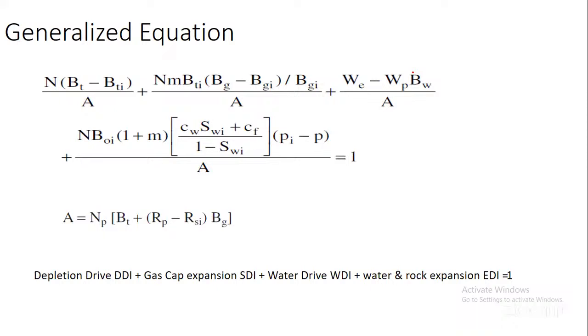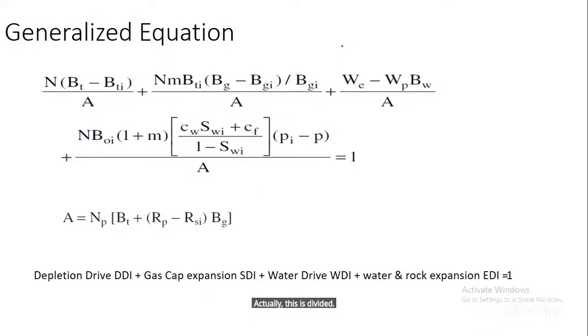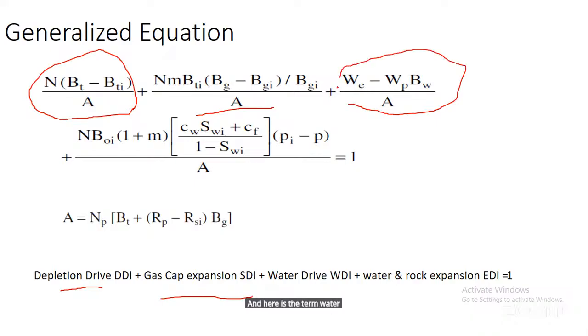This is some generalization of the equations. Actually, this is divided into different drive indices. So in such a case, I may have a depletion index, this term, or gas expansion, and here is the term, water drive term, and rock and water expansion. The summation of all these indices is equal to 1. So at any time, the summation of each index of drive mechanism would be 1.